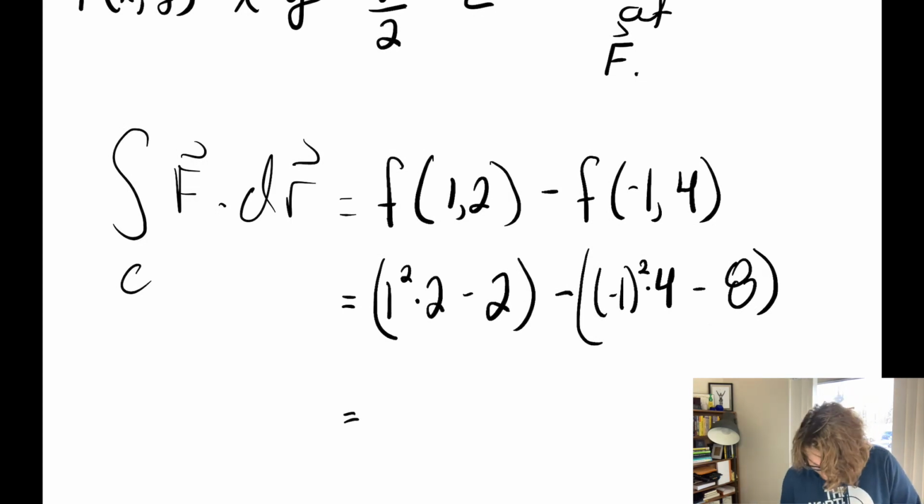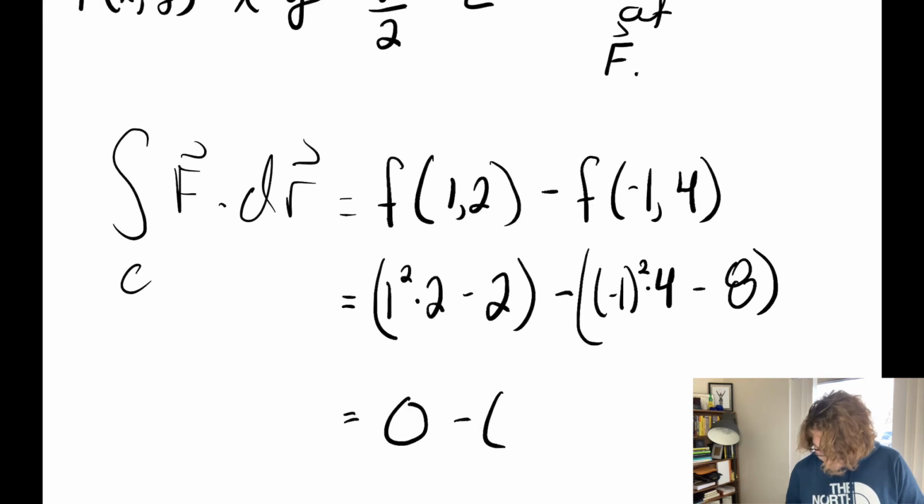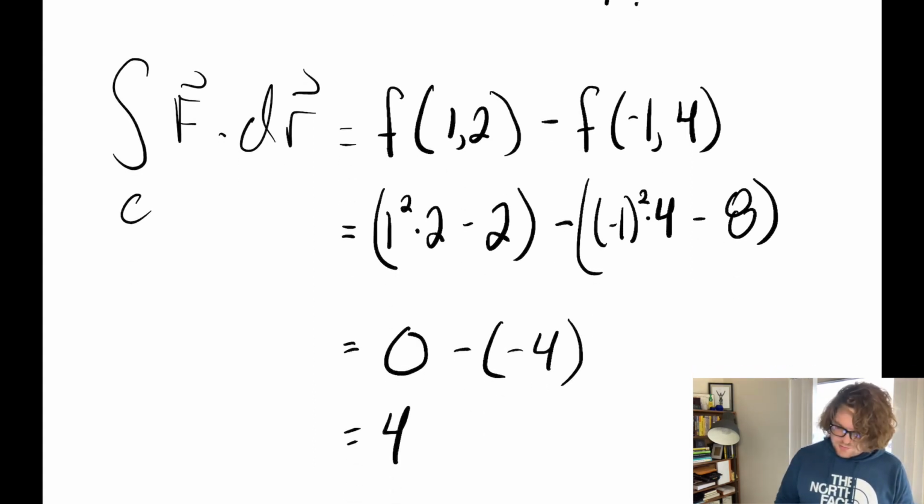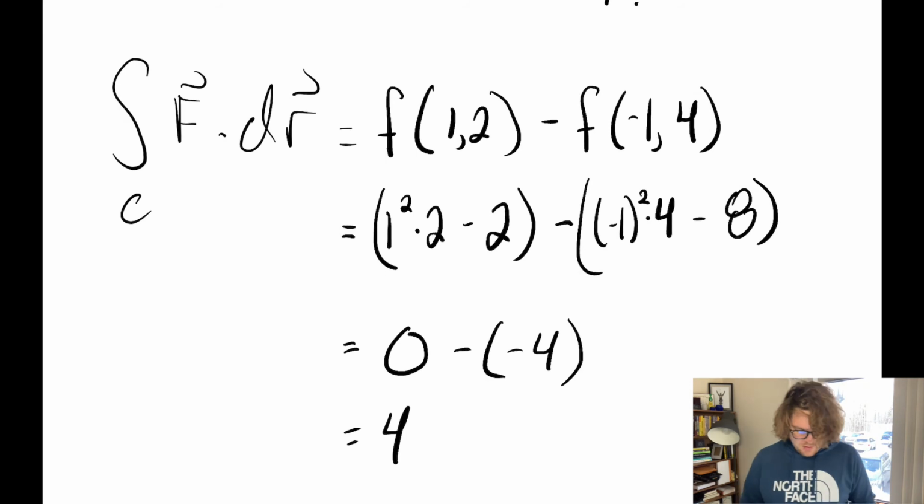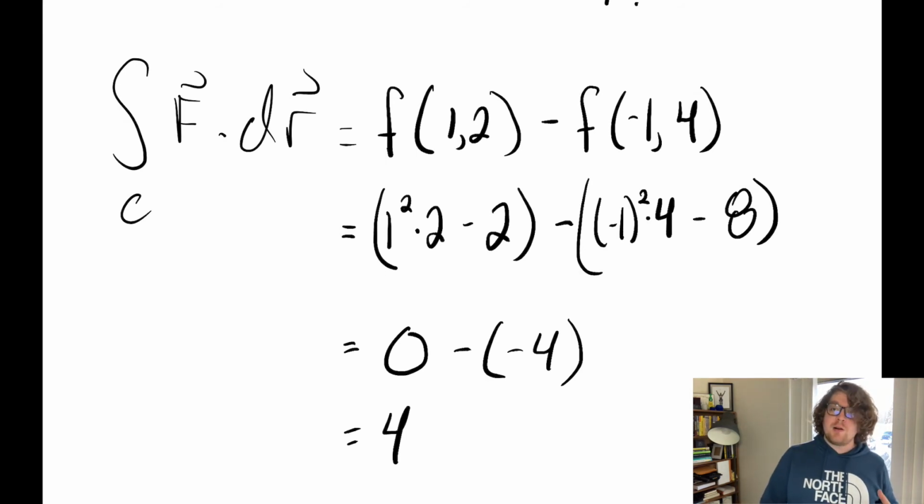So what are we left with? Well, we're left with 2 minus 2, which is 0, and then we're left with 4 minus 8, which is -4. So we're just left with the value of +4. And there we've used the fundamental theorem of line integrals to evaluate a line integral.